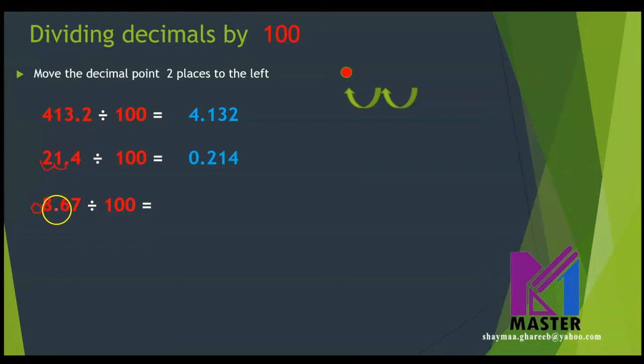So now I will move the decimal point 2 places to the left, so the number will be 0.0867. Is this clear? So when you don't have enough places, you add 0 before the whole number.